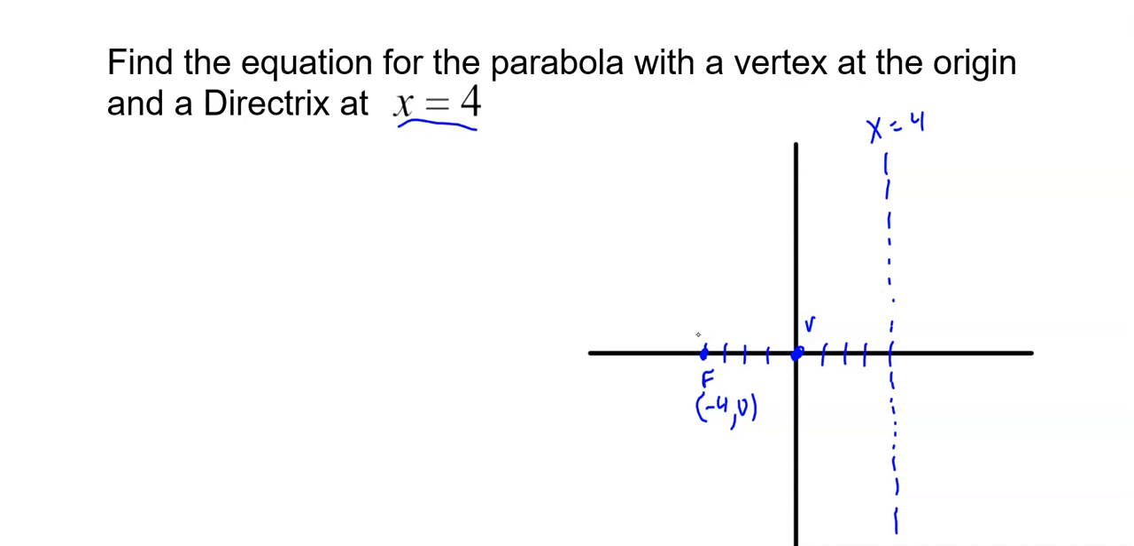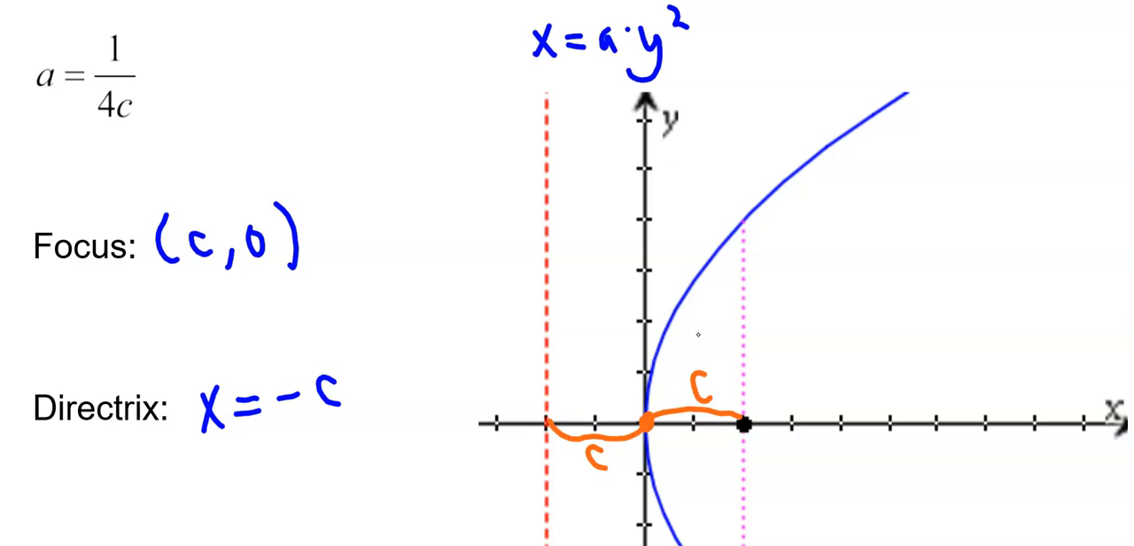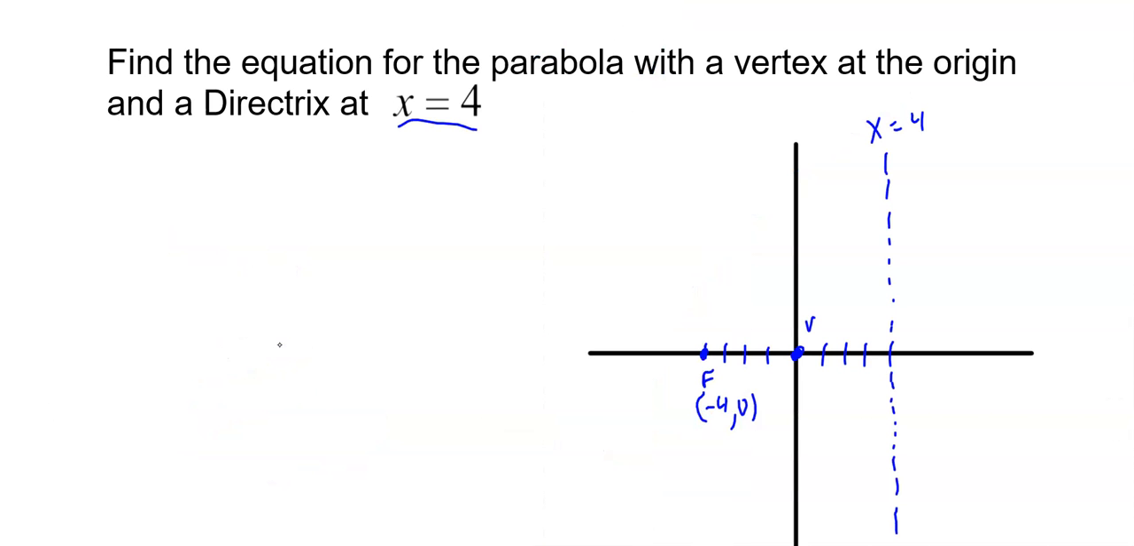Let's look at what the formula says for this type of parabola. It's definitely opening to the left or right here, so we know that x equals negative c. If you just use the formula way of doing it, you could have said x equals negative c, so c must equal negative 4. It's probably obvious to you. And then a equals 1 over 4c. Well, if c is negative 4, then a is negative 1/16. So now we have our equation.